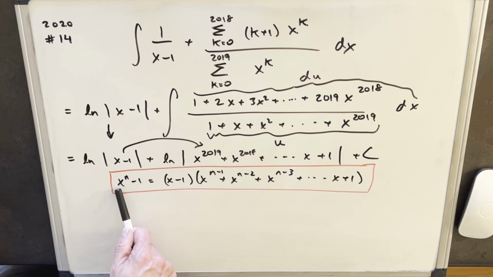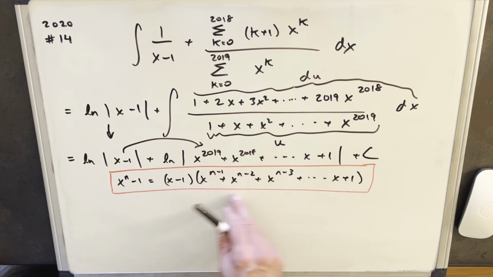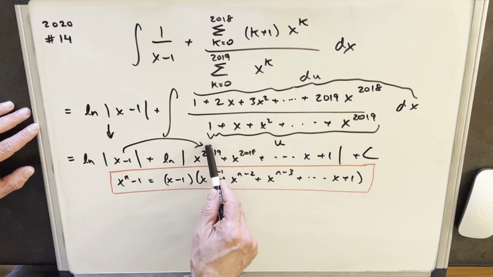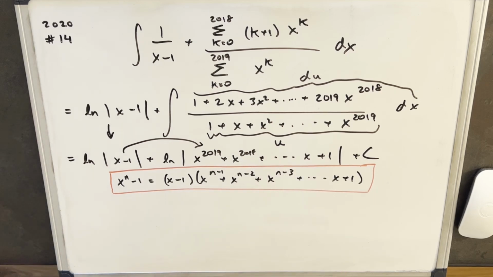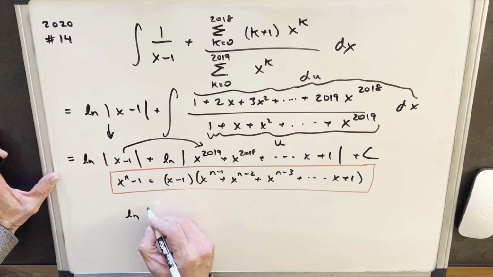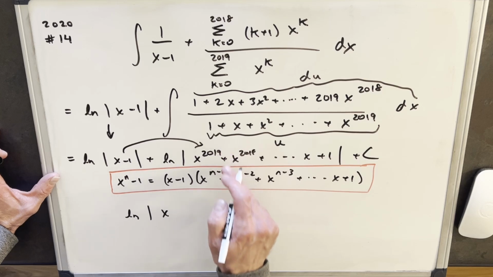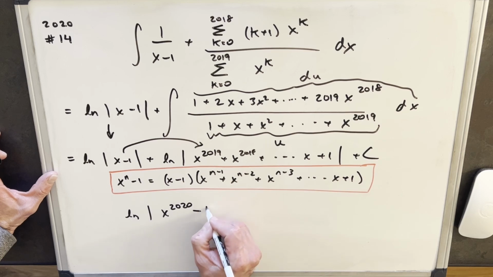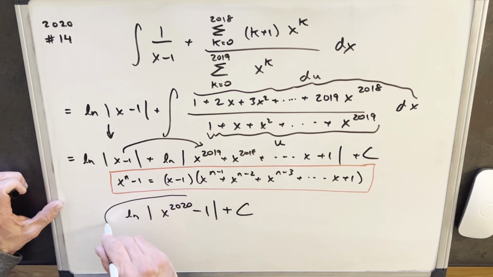If you put 1 in here, that 1 is going to be a 0 of this. That means you could factor out an x minus 1 from this. And if you do it, you just get this sequence of all the terms, and that's exactly what we have here. So we have our x minus 1 here, and then we have our x to the n minus 1, n minus 2, all the way to 1. So when we put these together with our natural log, this whole thing is actually going to be x to the, if 2019 is our n minus 1, our n is 2020, so we're going to have natural log of x to the 2020 minus 1, plus C. And that's it. That'll be our final solution right there.